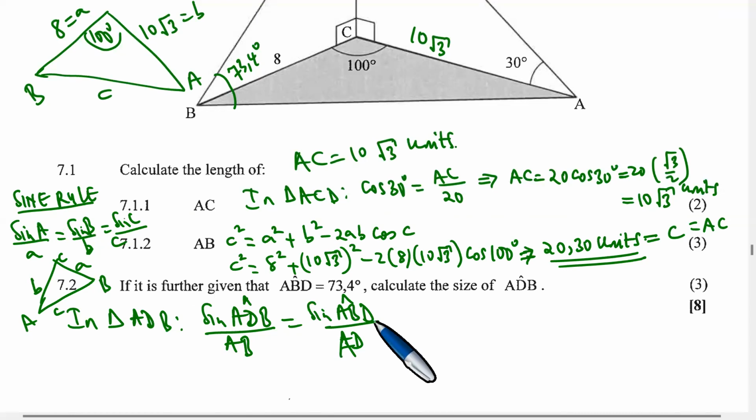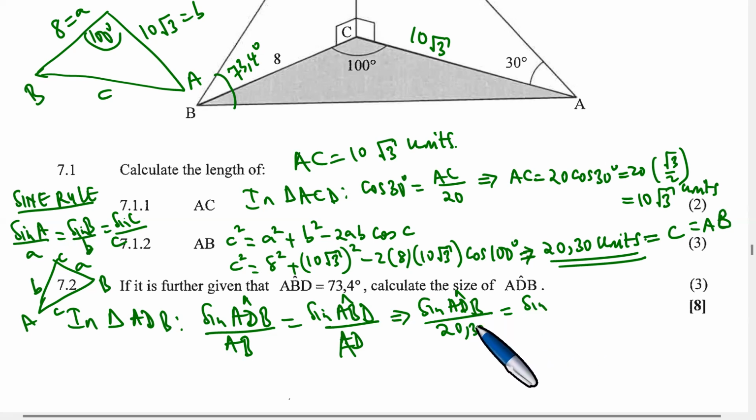So this is the same as the sine of ADB divided by AB. We've already got AB. Here I meant AB. We've already got AB, which, obviously, as we got here, is 20,30.